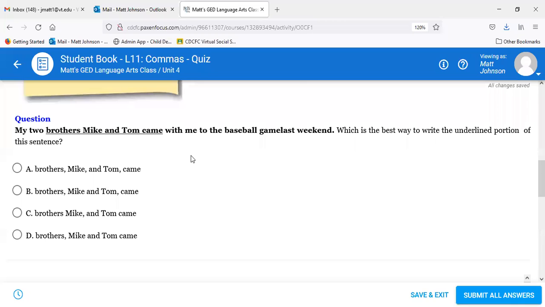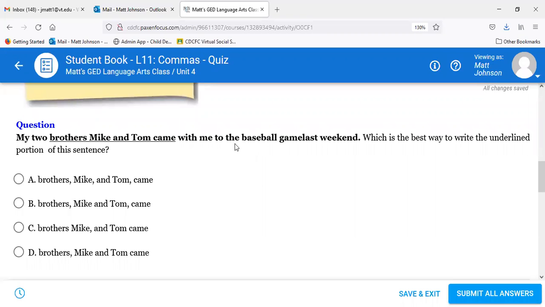It says, my two brothers, Mike and Tom, came with me to the baseball game last weekend. Which is the best way to write the underlined portion of the sentence? A, my brothers, comma, Mike, comma, and Tom, comma, came. B, my brothers, comma, Mike and Tom, comma, came. C, brothers, Mike, comma, and Tom came. Or D, brothers, comma, Mike and Tom came. I think the answer is D.